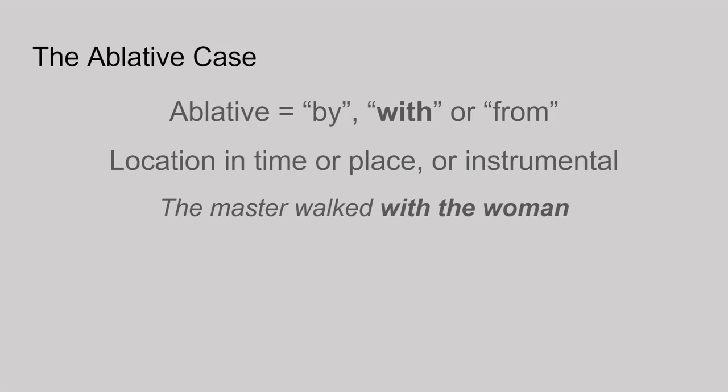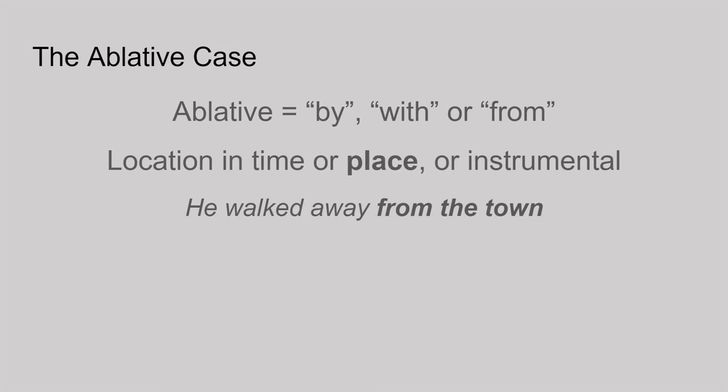An ablative can also show some form of location in either time or place. By that I mean you use it to say you're away from someone or something. So in this one, he walked away from the town. So we've got that from the town.